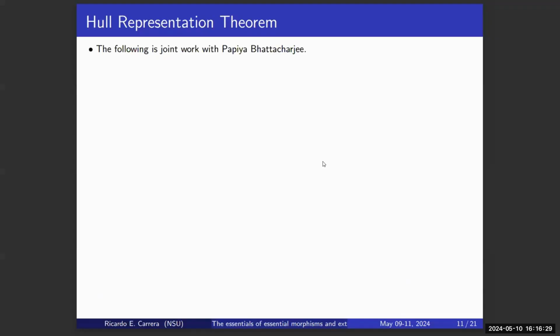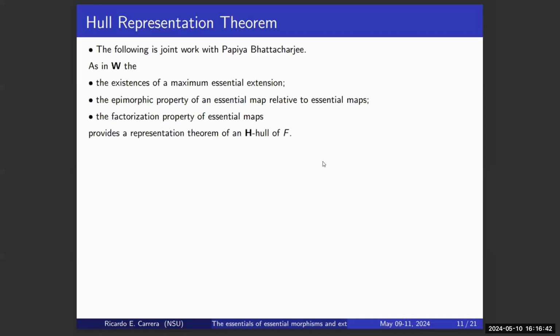Okay, so what I'm going to talk about now is basically joint work that I did with Papia. It's some of the recent stuff with regards to the Hall classes in kReg. All right, so as is the case in W, the existence of a maximum essential extension, the epimorphic properties of an essential map, and also the factorization properties of these essential maps allow you to get a representation theorem of an H Hall of F. And so what do I mean by that?